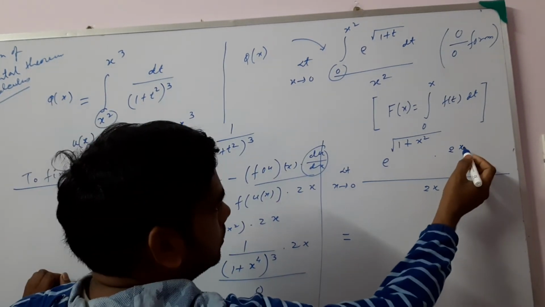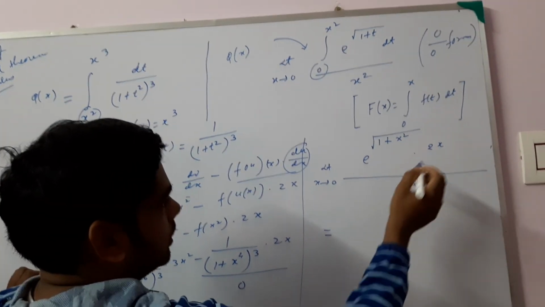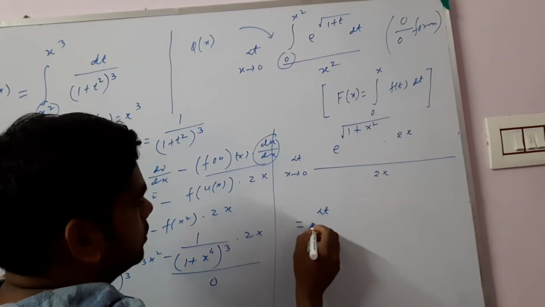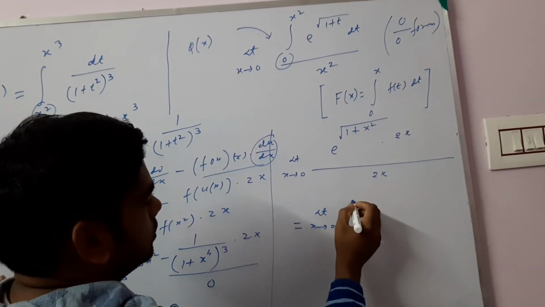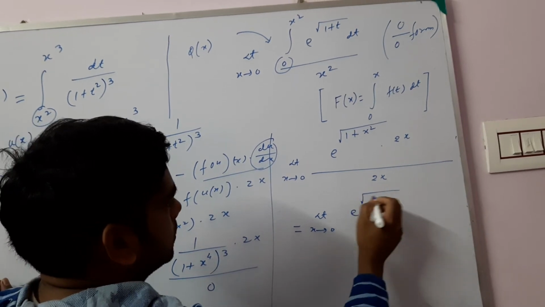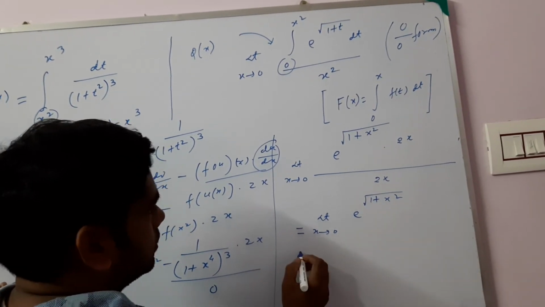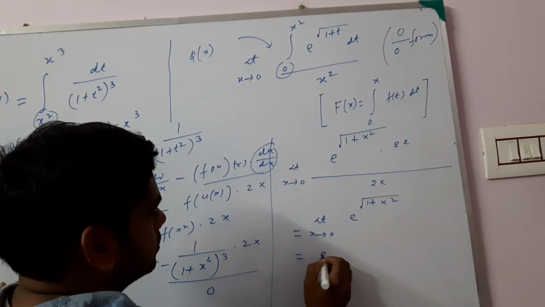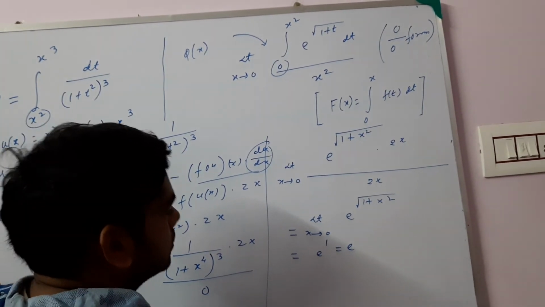Now we cancel 2, and as x tends to 0 we can cancel x. So it will be the limit as x tends to 0 of e to the power root over 1 plus x square. So we get, as x tends to 0, e to the power 1. This is the required answer.